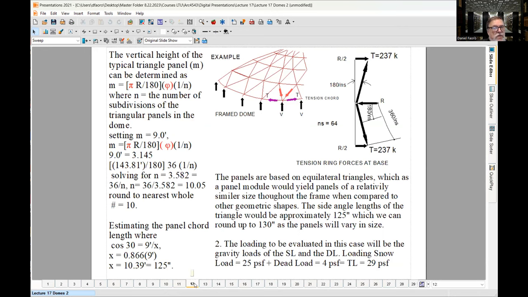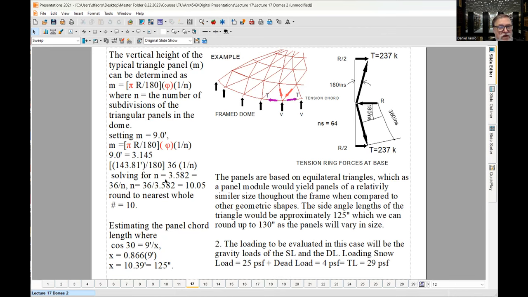The vertical height of the typical panel can be determined as m is equal to pi r over 180 times phi times 1 over n. N is the number of subdivisions of the triangle panels. We set M at 9 feet. That's the largest dimension for which this aluminum surface material can be cut spanning. Now, why is it aluminum? Well, the framework is aluminum, and it all has to move together thermally. It has to expand and contract at the same time, and has to move as one integral unit. So that's why the panels are aluminum.